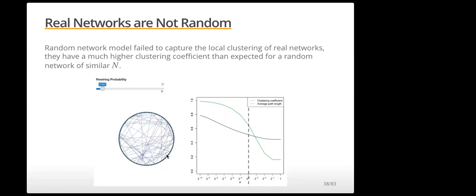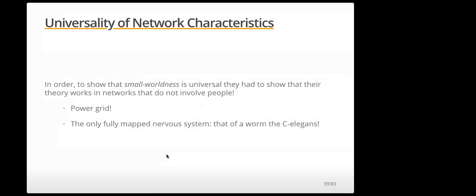So, for them to show the universality of this network characteristic, they had to test it beyond this Hollywood network data set. So they went on to the power grid and to the only, at the time, fully mapped nervous system, that of the C. elegans. And they tested it, and they found that indeed the clustering coefficient of these networks was high compared to a random network of the same degree and number of nodes, and so was the power grid.